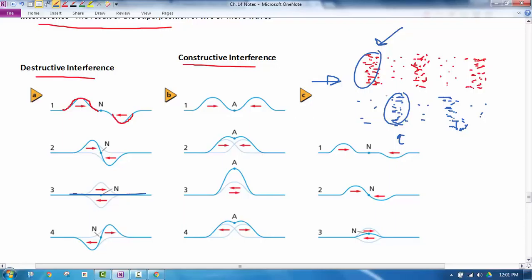Constructive interference would be what happens if I shift this wave over so that the high pressure regions of both these sound waves matched up. That would create constructive interference. You'd experience a sound that's twice as loud. And that's what you see here. When two waves come at each other, they add up as an algebraic sum, and you see a higher amplitude.